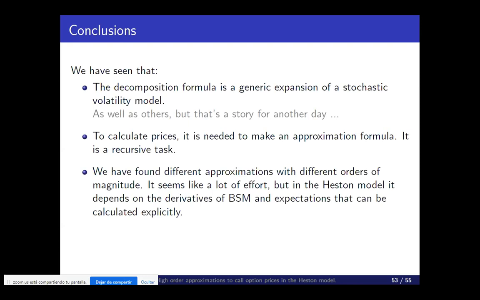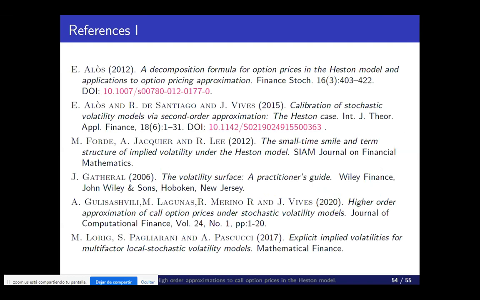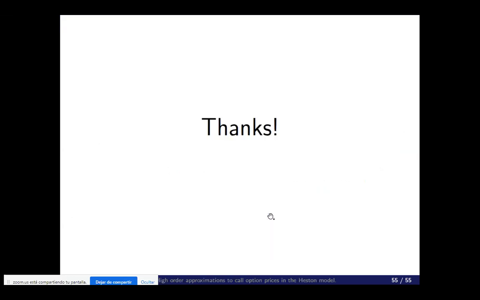We have found different approximations with different orders of magnitude. It seems like a lot of effort, but in the case of the Heston model, everything can be calculated explicitly, which is quite nice. In other models, we are not so lucky, like a rough volatility model, so things get a little bit messy. The approximations are more accurate than other methods. Okay, this is what we have been seeing. If you want to see more about this, there is a paper where we explain everything in detail. It's this paper. So thank you to everyone, and that's all.